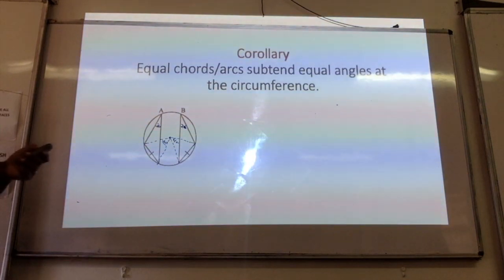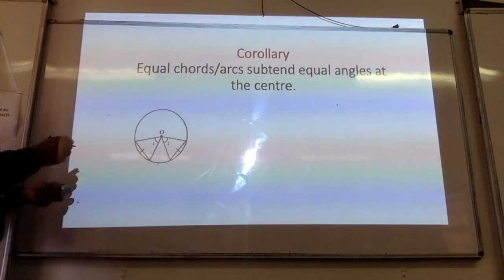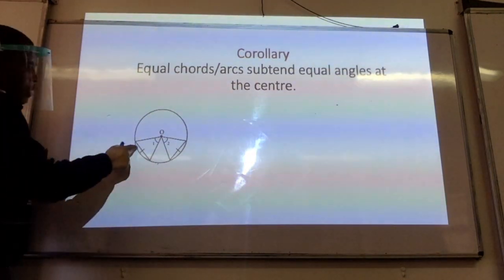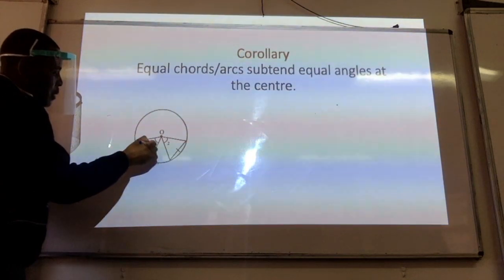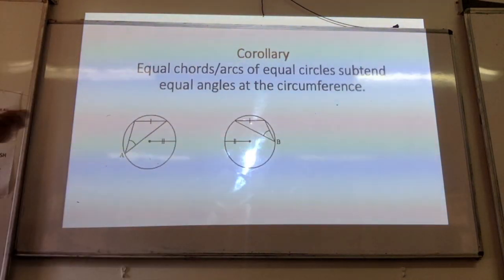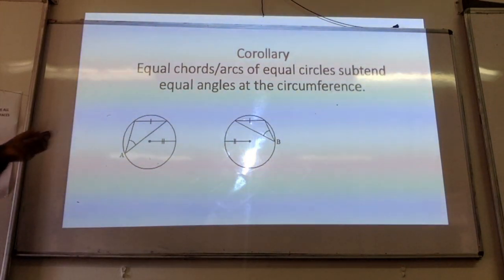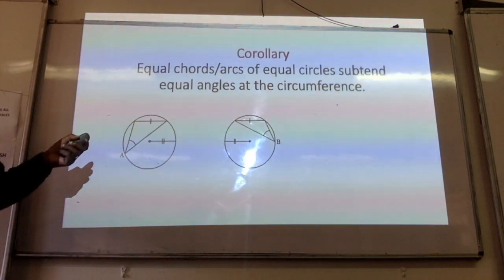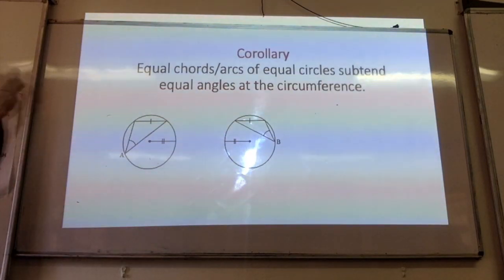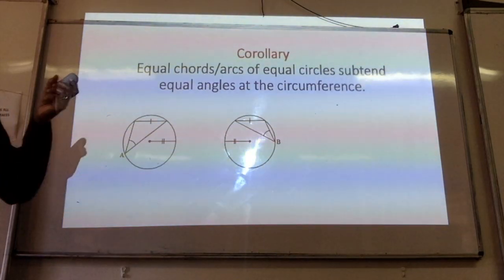And the other corollary is this one. Equal chords will subtend equal angles at the center, right? So if angle O1 is 40, then angle O2 must also be 40. Here's a third corollary. It says equal chords of equal circles subtend equal angles at the circumference. So the question is, what do we mean by equal circles?